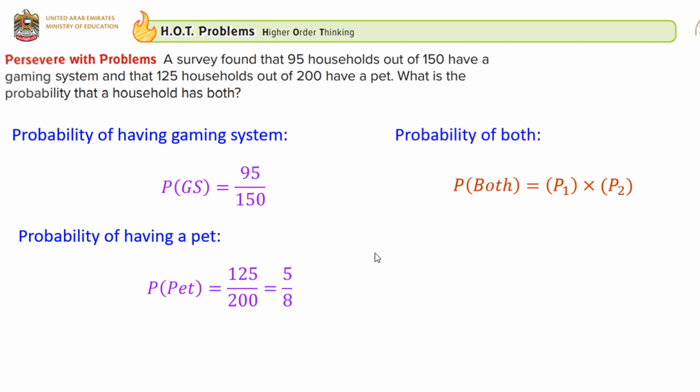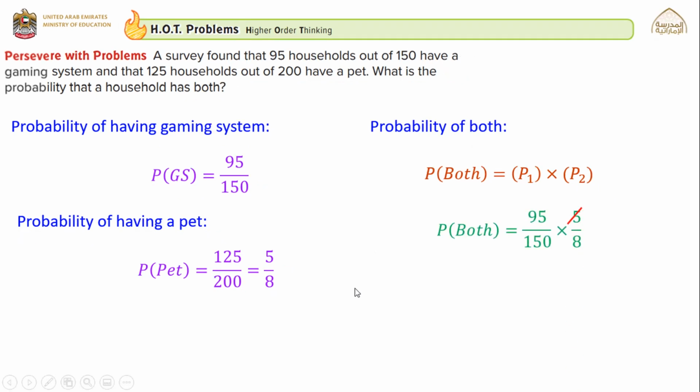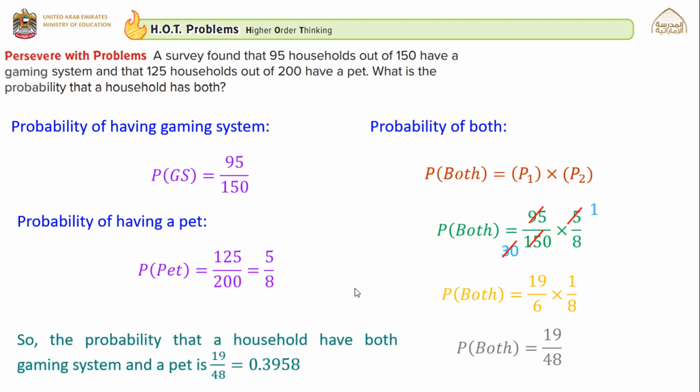The probability of both is the multiplication of the probabilities of both events. Multiply 95 divided by 150 times 5 divided by 8. And simplifying this expression, we get the probability of both is 19 divided by 48. So the probability that a household has both a gaming system and a pet is 19 out of 48, or 0.3958.